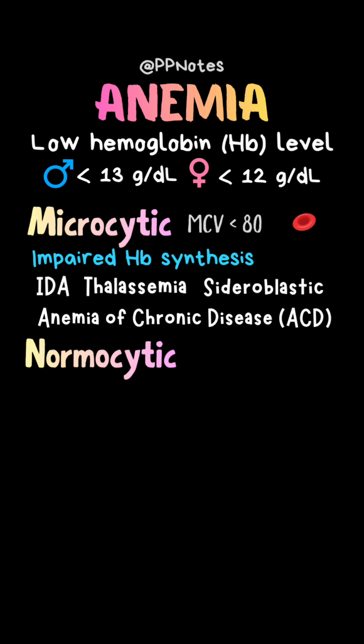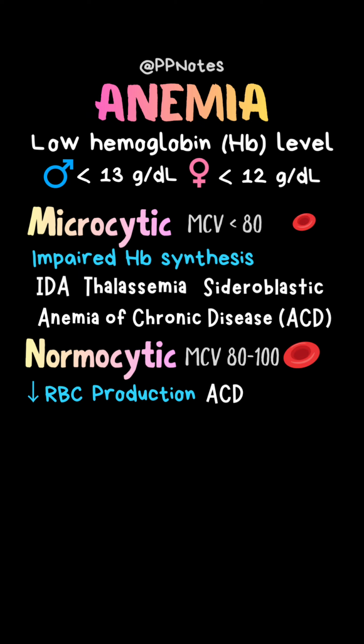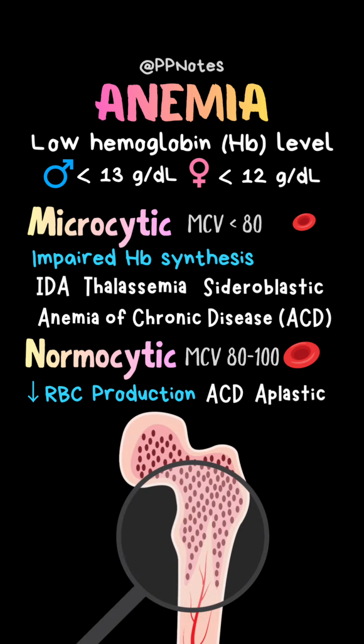In normocytic anemia, the MCV is between 80 and 100. The cells are the right size, but there just aren't enough of them. Normocytic anemia has two main causes. First, decreased production, like during early stages of anemia of chronic disease, where iron is restricted but not severely enough to shrink the red blood cells, or in aplastic anemia, where the bone marrow fails to make enough cells.